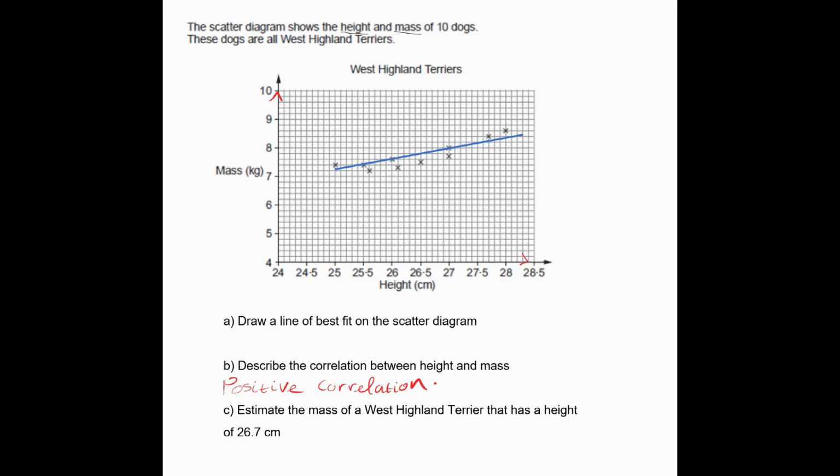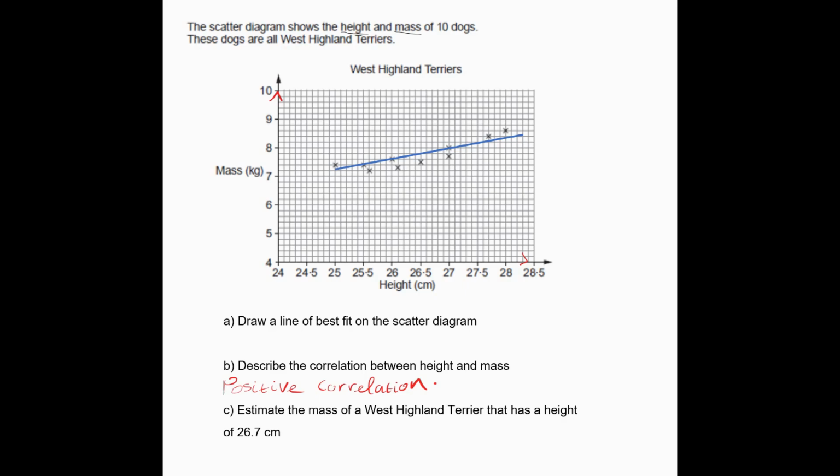And for C, we want to use our line of best fit to estimate the mass of a West Highland Terrier that has a height of 26.7 centimetres. To do this, I'm going to go across to 26.7. So let's have a look at the scale. So it's gone up in 0.1s. Yeah, it's gone up in 0.1s.